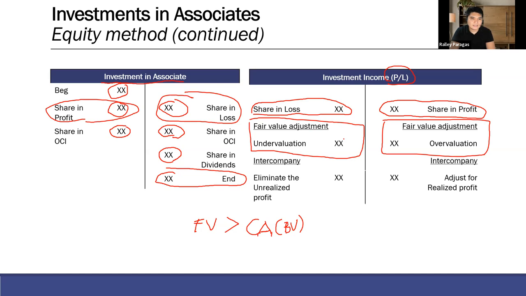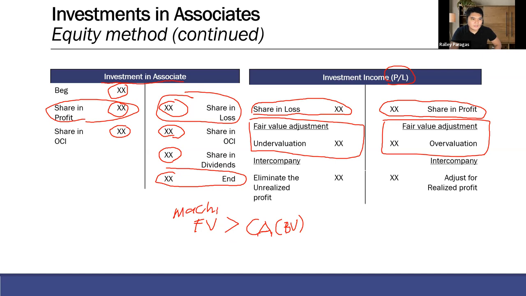Now, going back to the concept, bakit nga ba natin dinedebit yung undervaluation ng asset natin sa investment income? Bakit ba natin dinideduct yan sa share in the profit? Usually, when I analyze this particular analogy, ang iniisip ko dito, imagine the depreciation. So for example, imagine this is a depreciable asset. For example, this is a machine.